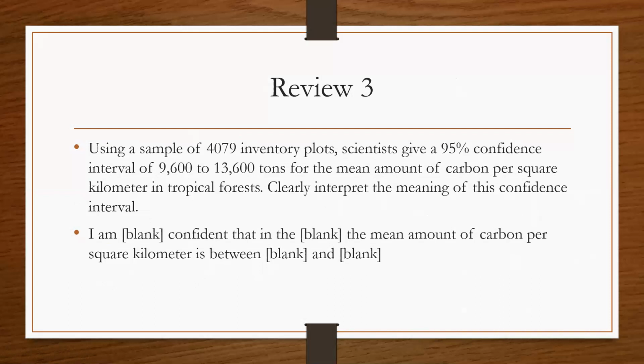So all right, what it's asking for is: using a sample of 4,079 inventory plots, scientists gave a 95% confidence interval of 9,600 to 13,600 tons for the mean amount of carbon per square kilometer in tropical forests. Interpret the meaning of this confidence interval. All right, so I'll give you guys a little bit of time to interpret.